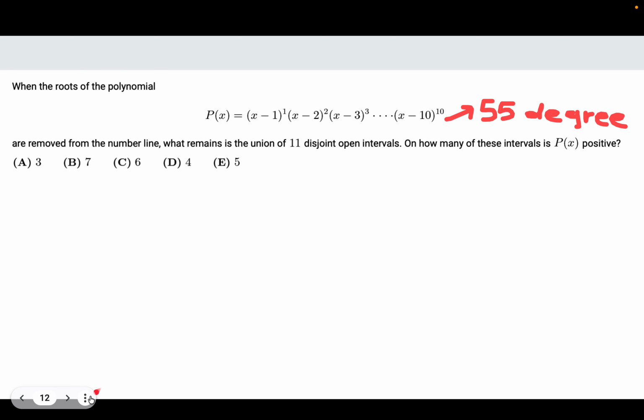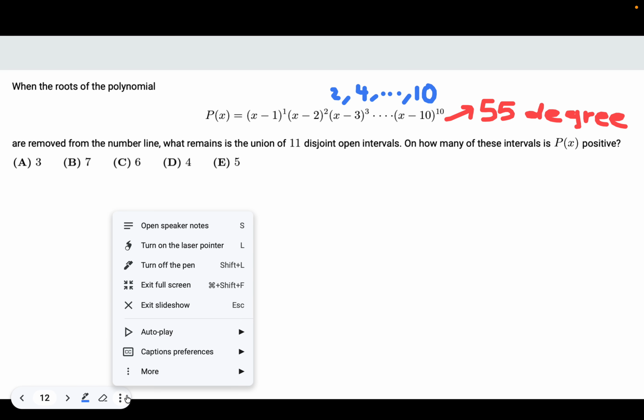Exactly half of them are even: 2, 4, 6, up to 10. These are all even exponents. And half are odd. So what happens when you raise any real number to an even power? It's always positive. Since the problem asks us where the polynomial is strictly greater than 0, we are already ignoring the exact root problems when it equals 0.